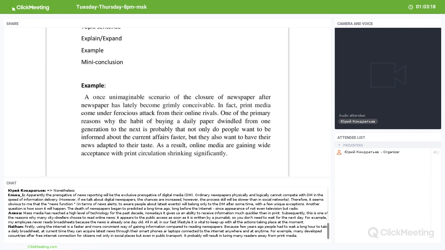Well, your sentence is correct, but you can still make it a bit more complex. It probably will result in luring many readers away from print media. Okay? So let's wait for Natalia's variant, and then we'll move on to paragraph 2.